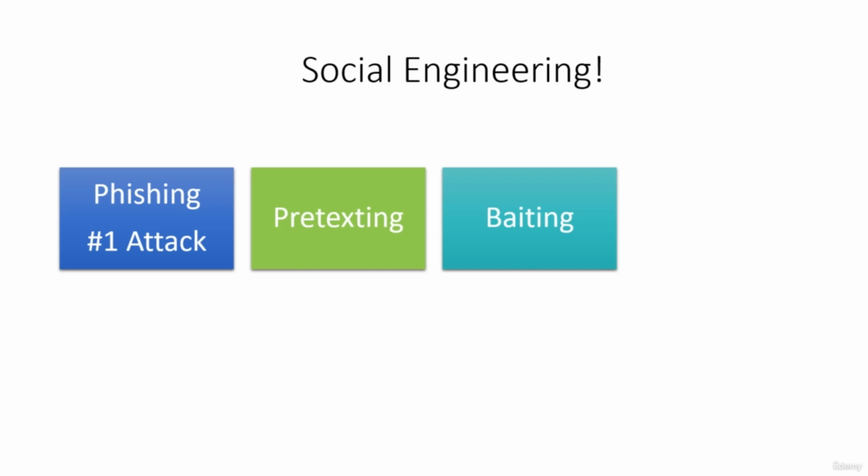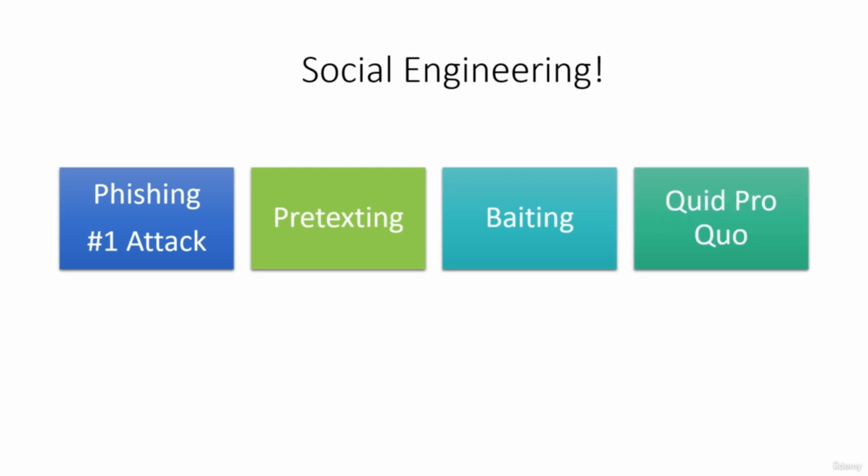So it's as simple as this. If you do this for me, I will send you some information. I will give you some money, similar to this. So this is what quid pro quo attacks are. It just means something for something else.